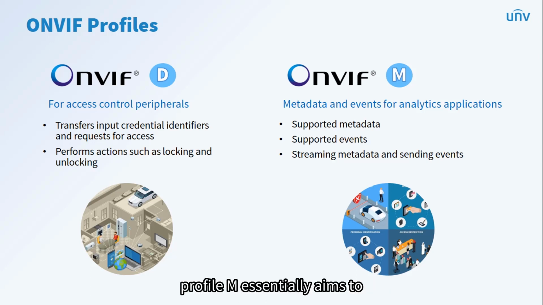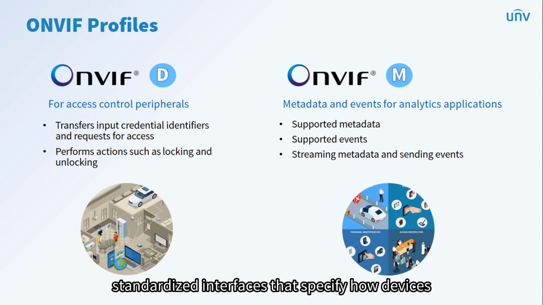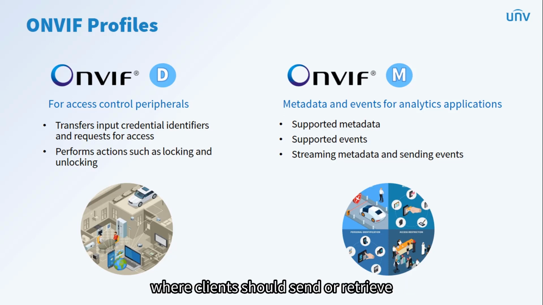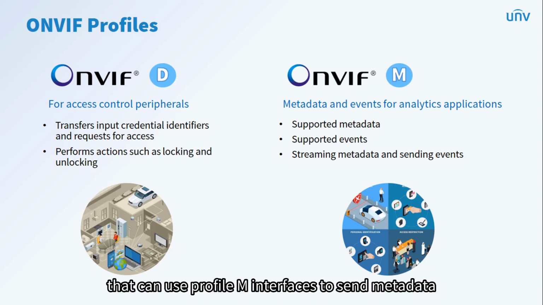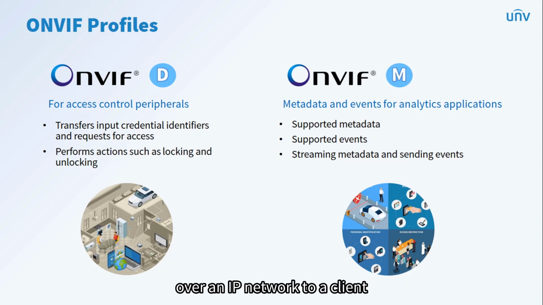Profile M essentially aims to standardize interfaces that specify how devices or clients should send or retrieve and interpret analytics metadata, as well as handle events. A Profile M conformant device can be an IP camera or a service with analytics capabilities that can use Profile M interfaces to send metadata over an IP network to a client.